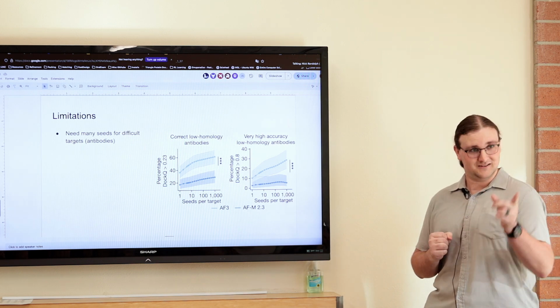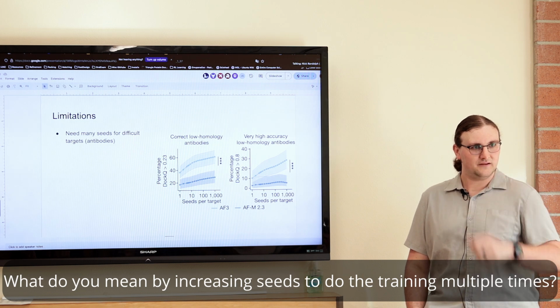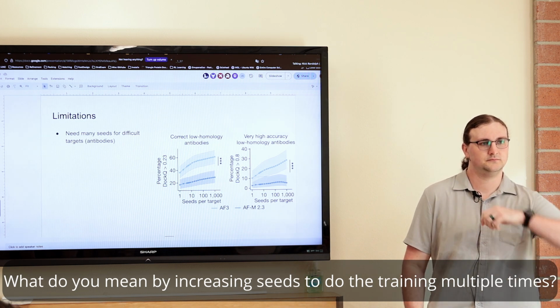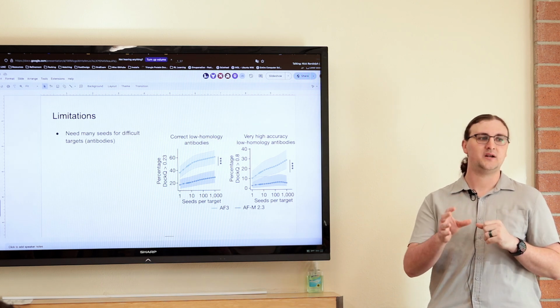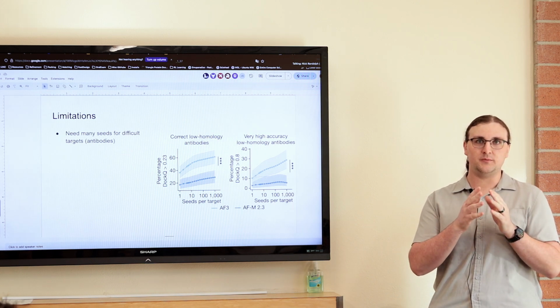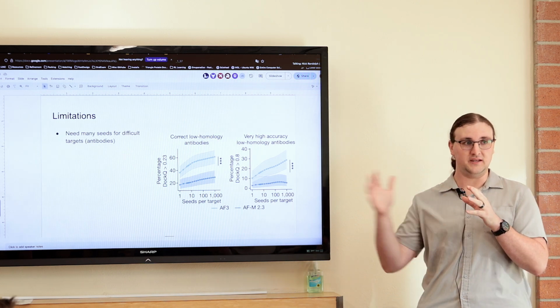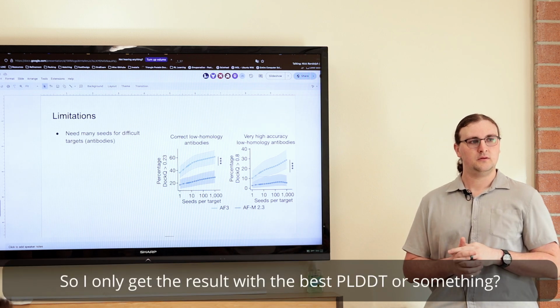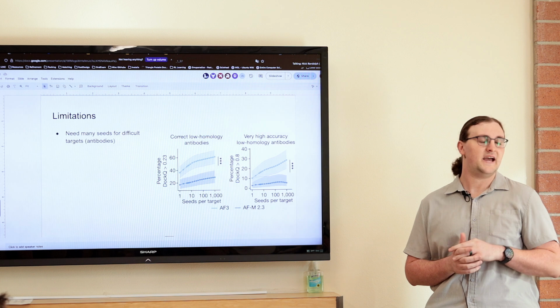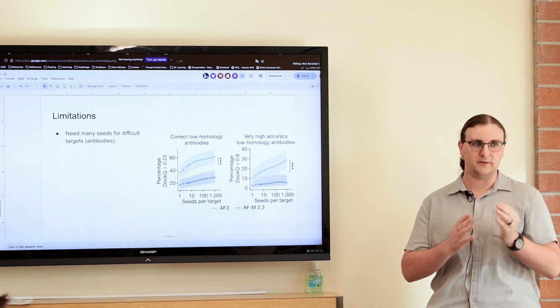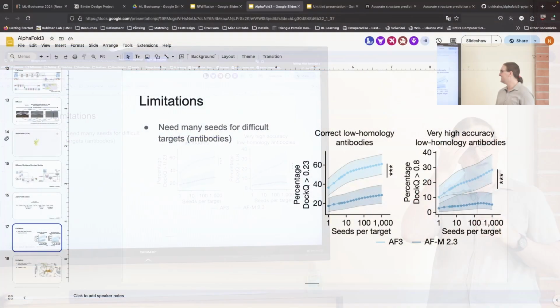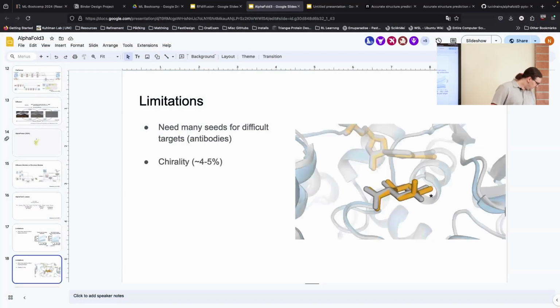Oh, what do you mean by increasing seed? To do the training multiple times, or to do the inference multiple times? Inference multiple times. You change the random seed, and you'll change some of the stochastic process of the inference itself. So I only get the results with the best pLDDT or something? Something like that. They don't exactly use just pLDDT, but they combine it with ipTM and stuff like that. Cool. So that's a major limitation.